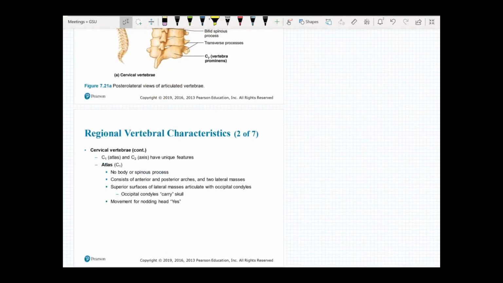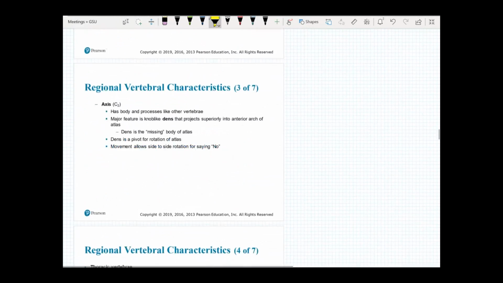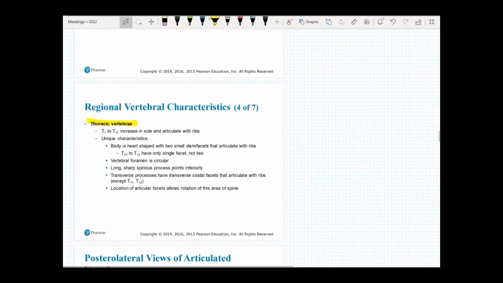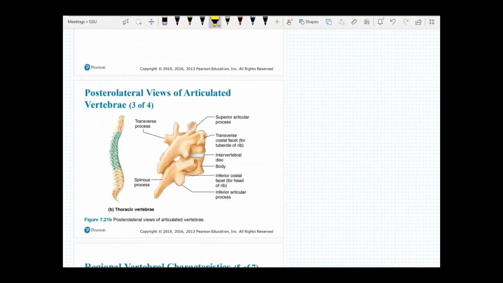Here's a little bit more information about the unique features for those. So the next section is our thoracic. This is going to be T1 to T12, and they are going to articulate or connect to your ribs. So we all have T1 all the way down to T12. These vertebrae are going to get slightly bigger as they go down. So that's this section right here, our thoracic, T1 to T12.